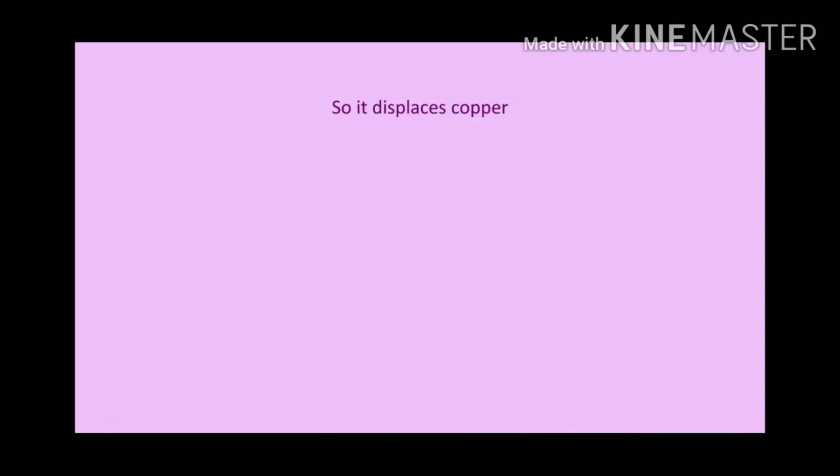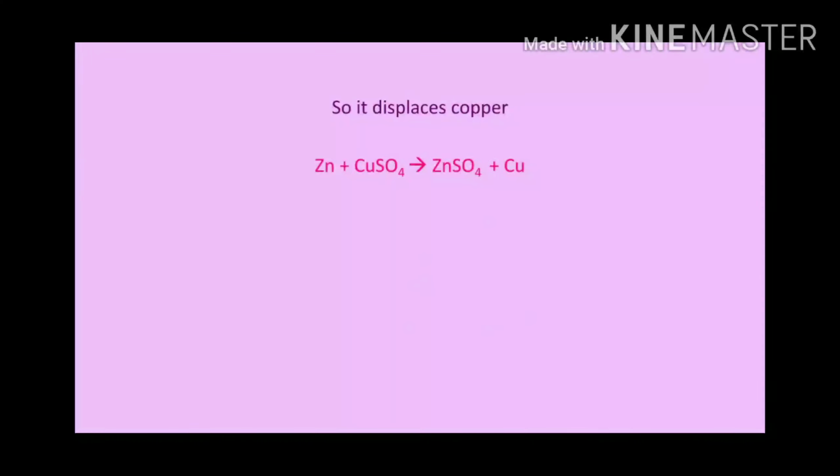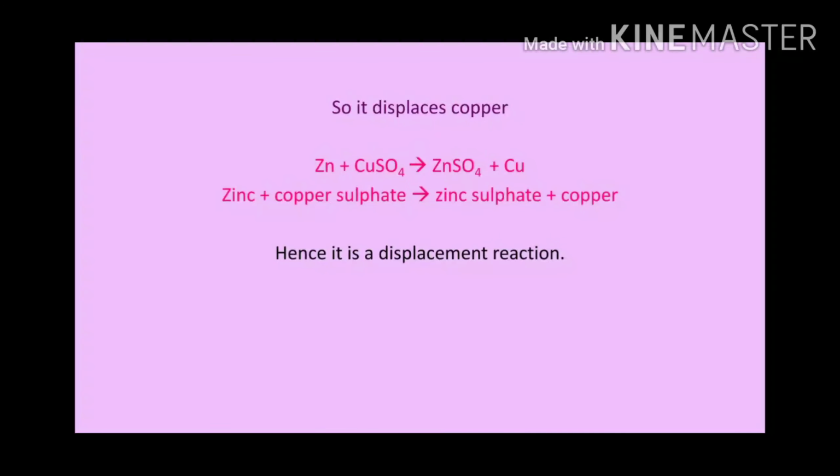So it displaces copper. This is the equation for the reaction. Zn plus CuSO4 gives ZnSO4 plus Cu. The word equation is zinc plus copper sulfate gives zinc sulfate plus copper. Hence, it is a displacement reaction.